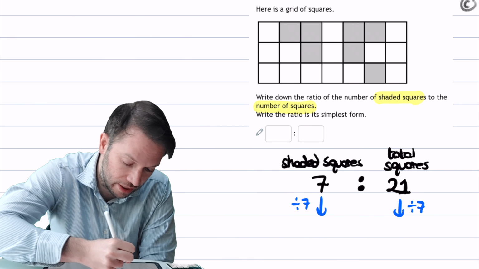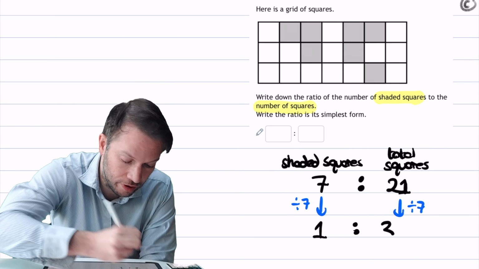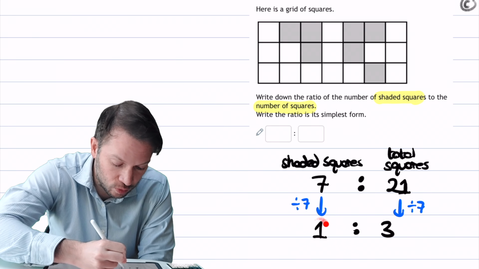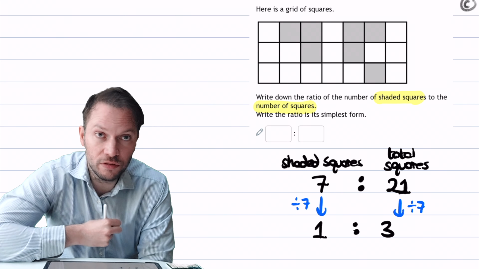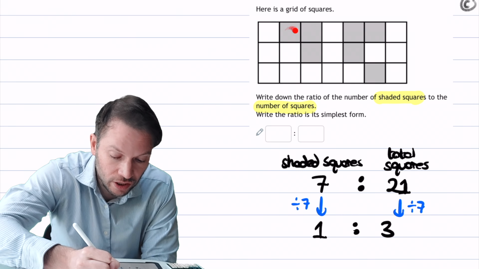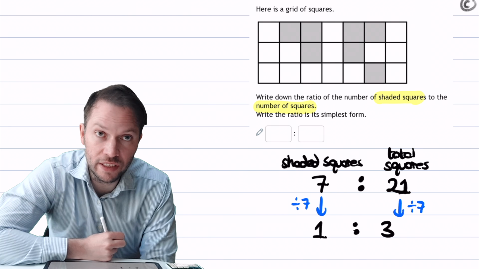7 divided by 7 is 1. And 21 divided by 7 is 3. And what this means is for each 1 shaded square I have 3 total squares. So for each shaded square I have, I'm going to have 3 squares in total in the grid. That's what that means.